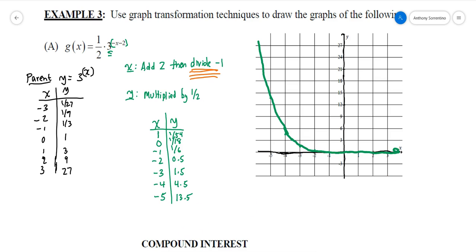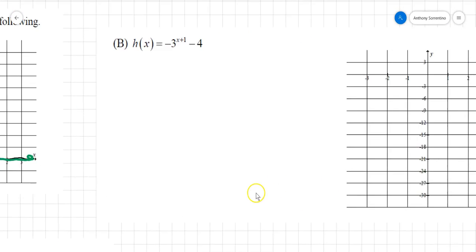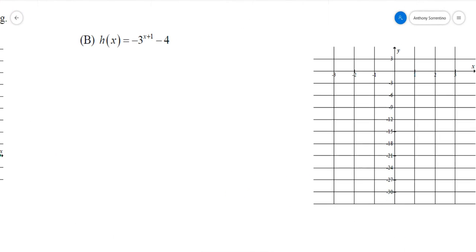Let's look at B. I'm still starting with the same function. So the parent is still y equals 3 to the x.